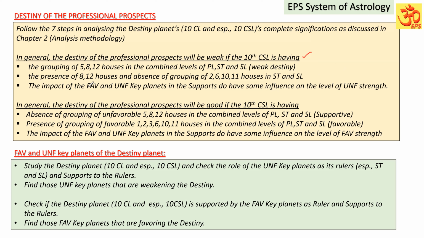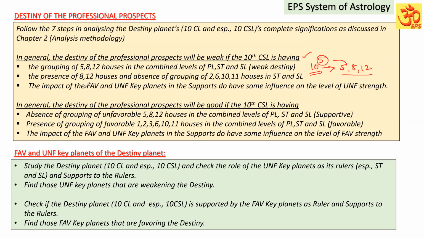Next one, the presence of 8 and 12 houses and absence of grouping of 2, 6, 10, 11 houses in the star lord and sublord. In the first one, which I was telling about, the 10th cuspal sublord is in the star of a planet signifying 5, 8, 12. Suppose the 5th house can be there in the planet also. That is, the 10th cuspal sublord also can have the 5th house, and the star level planet is having 5, 8, 12 or 8 and 12. It means the 5, 8, 12 grouping is indicated by the 10th cuspal sublord by planet, star lord, and sublord.